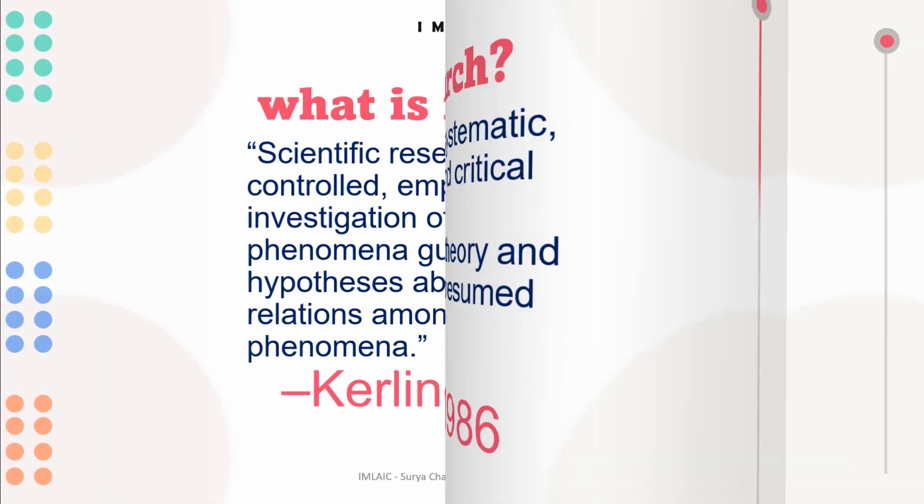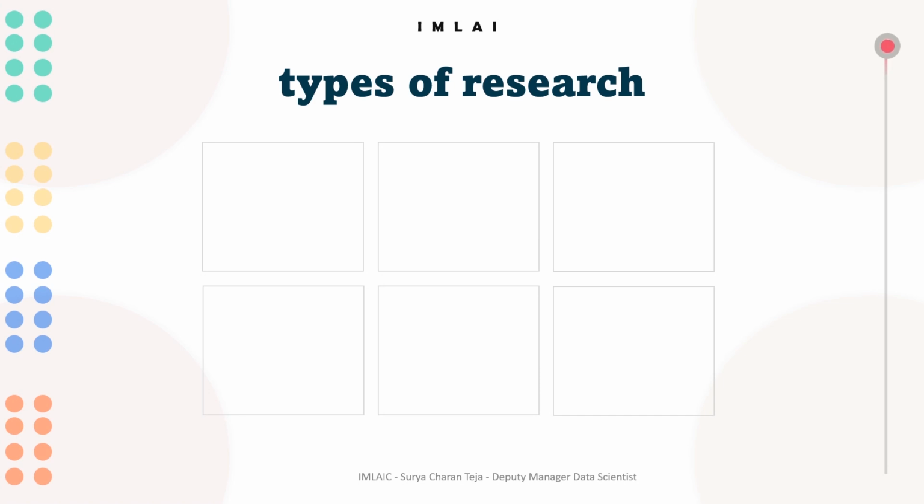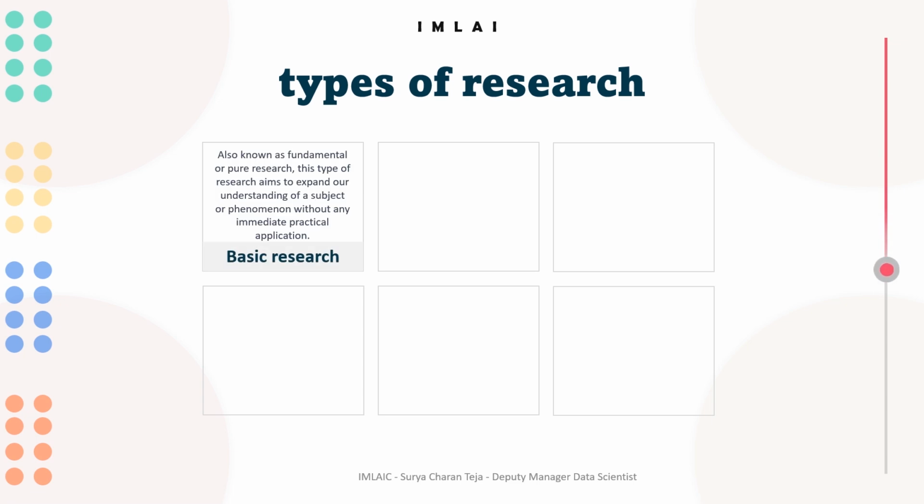Now let's look into the types of research. There are several types of research which can be broadly categorized into the following six or seven categories. Out of that, the first one is basic research. Basic research is also known as fundamental or pure research, and most people call it pure research. So just remember this: we can call it basic research, fundamental research, or pure research.